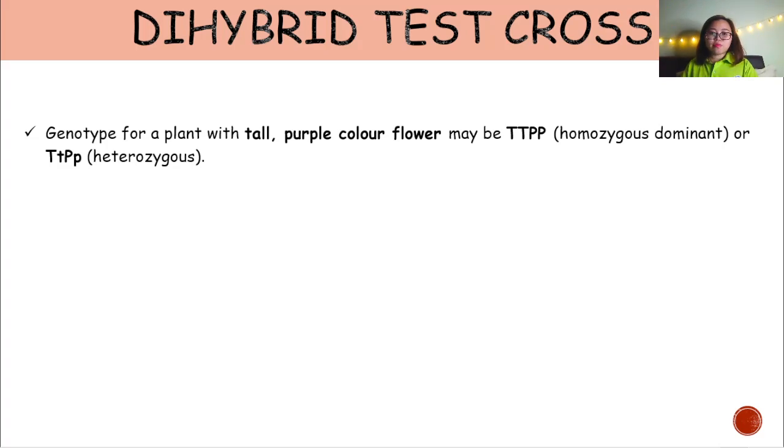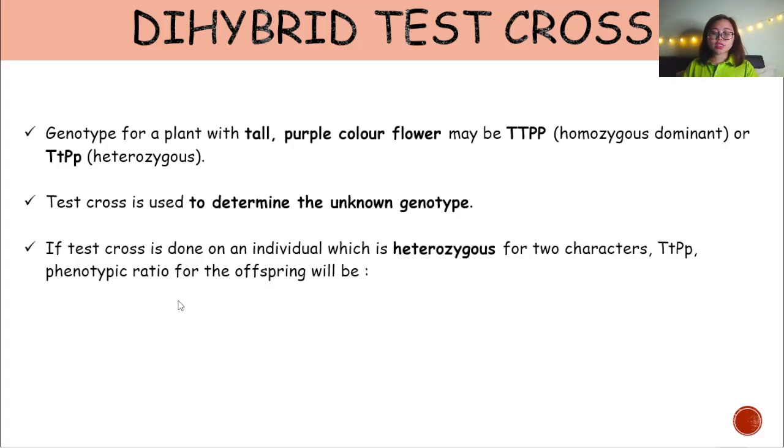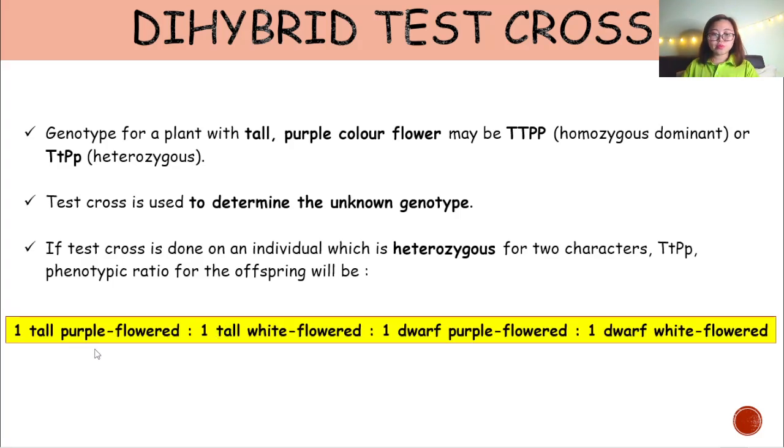So, a genotype for a plant with tall purple flower may be big T, big P, which is homozygous dominant for both traits, or big T, small t, big P, small p, or what we can say, heterozygous for both traits. How we know if the tall plant with purple flower is this genotype or this genotype? We do a test cross. If the test cross is done on an individual which is heterozygous, the phenotypic ratio for the offspring will be 1 to 1 to 1 to 1.